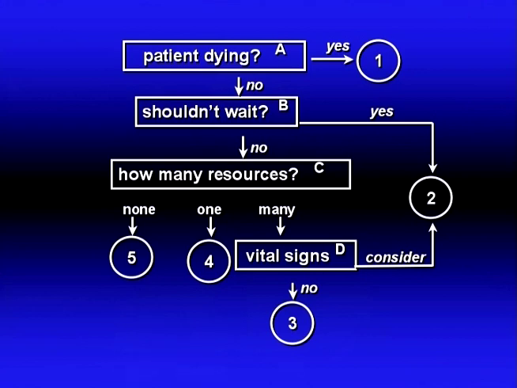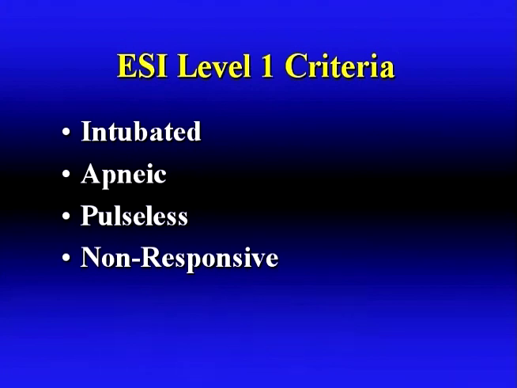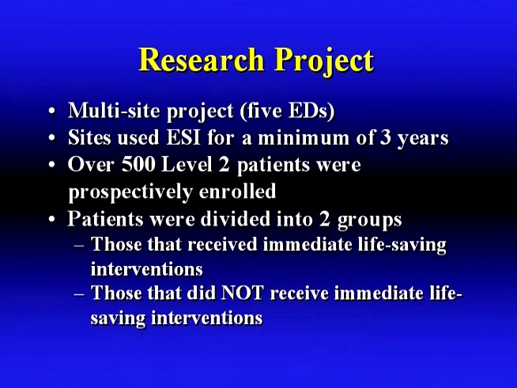The actual definition of ESI level 1 criteria on the algorithm lists the following criteria: intubated, apneic, pulseless, or unresponsive. We began to feel strongly that these criteria were too limiting. So members of the research team went to work and designed a research project aimed at revising and expanding the ESI Level 1 criteria. We conducted a research study at 5 different emergency departments that have been using ESI for several years. We enrolled over 500 Level 2 patients and asked the triage nurse to identify which patients she thought were going to need immediate interventions.